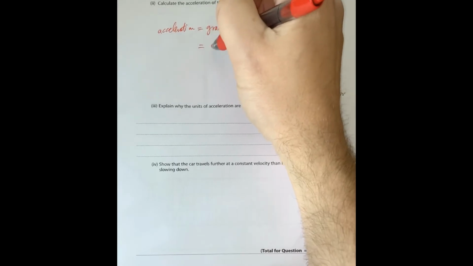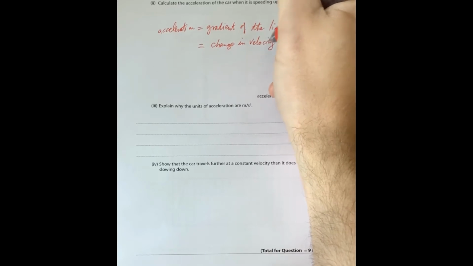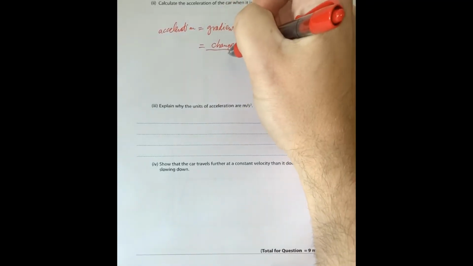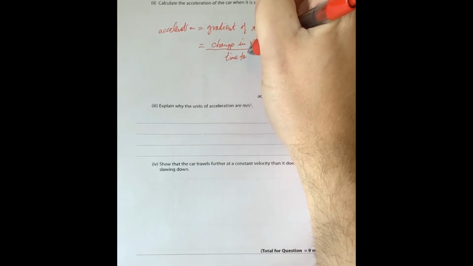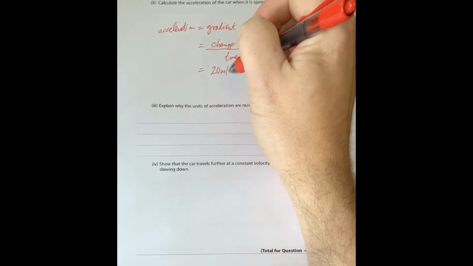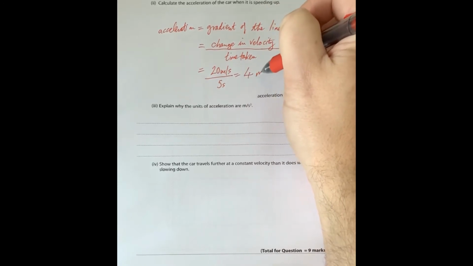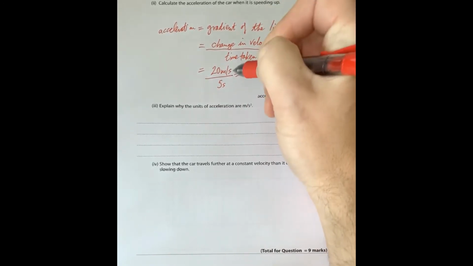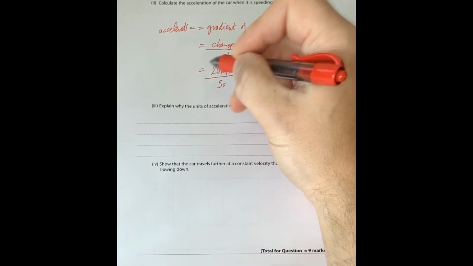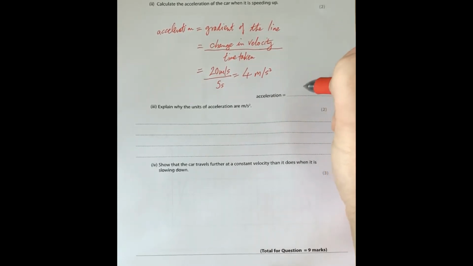And the gradient of that line means the change in velocity on the y-axis over the change in time, or the time taken to change that velocity. And if you can remember, it went up to 20 meters per second in a time of 5 seconds. So that would be 4 meters per second squared. This is our unit for acceleration. Change in velocity, 0 to 20, is meters per second divided by seconds, meters per second squared. It's already got it there, so you don't even have to think about that. So there we go, 4 meters per second squared.